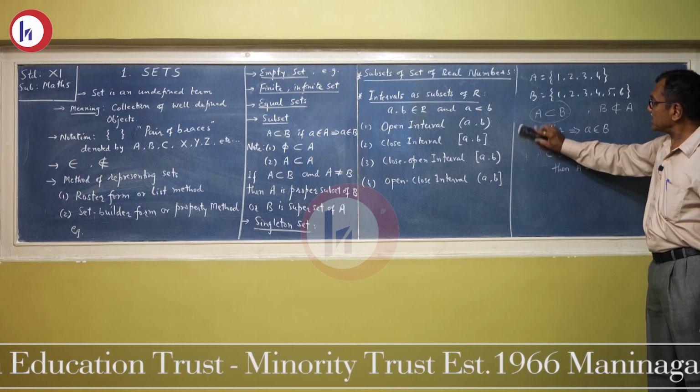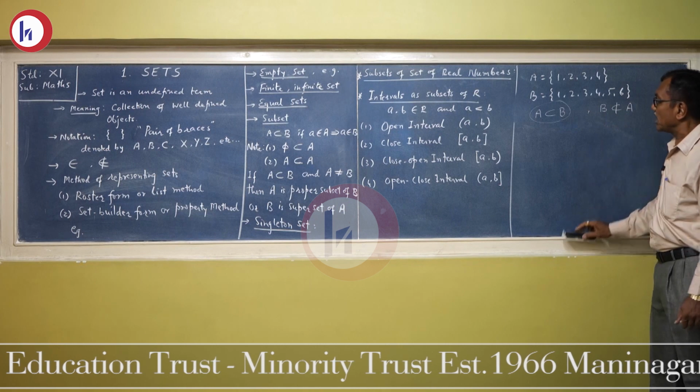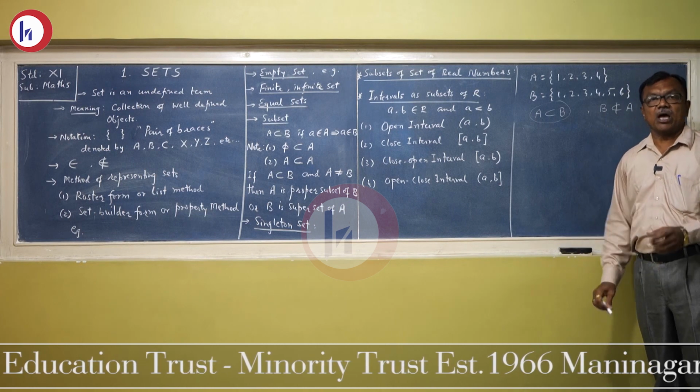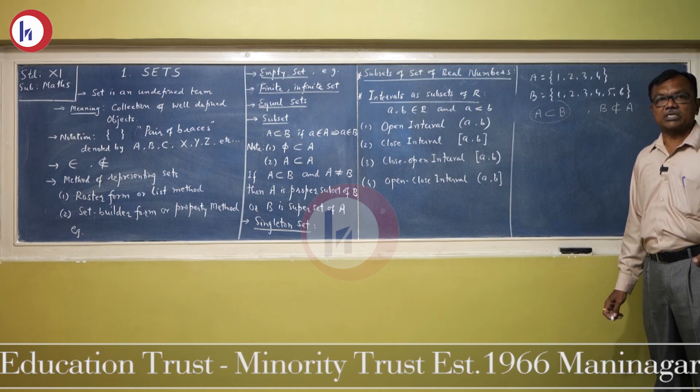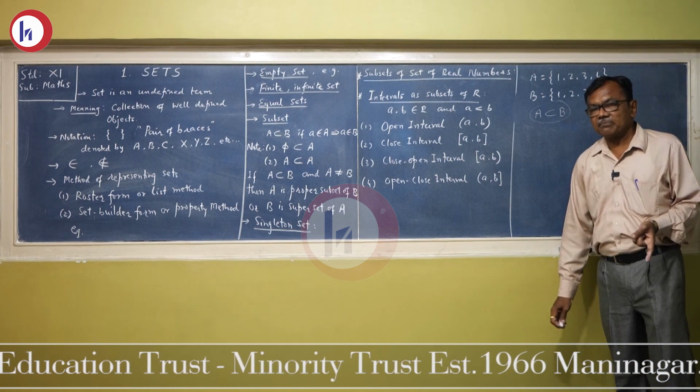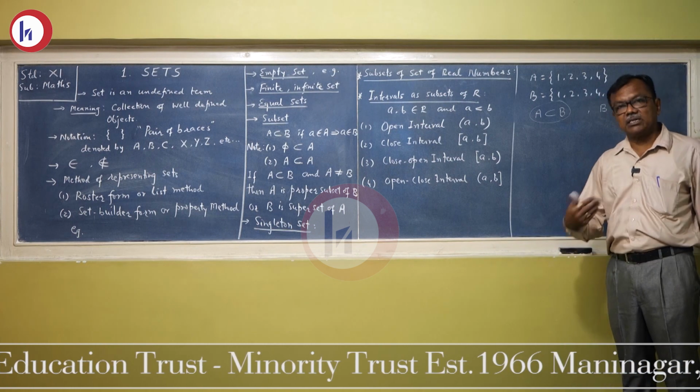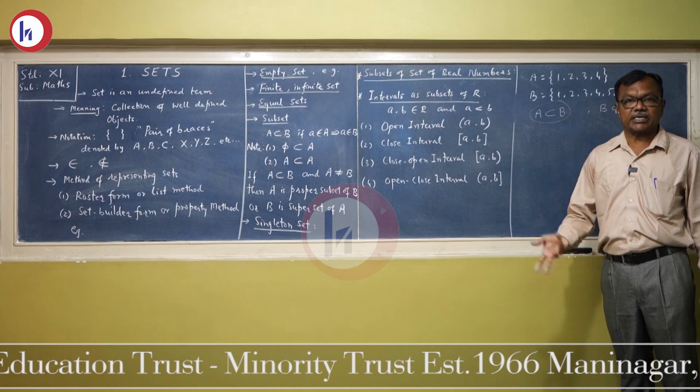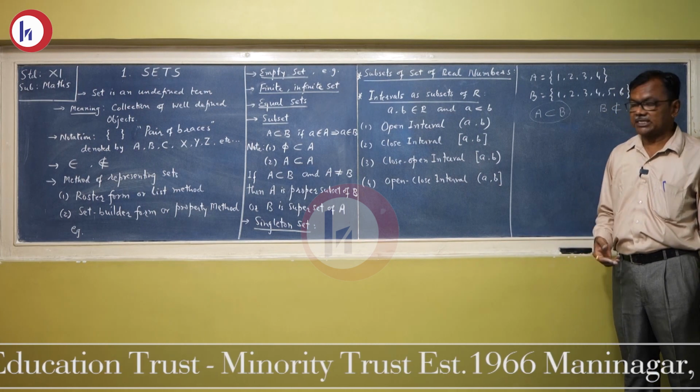Now let us see some results of this. When we talk about the subsets, the null set is a subset of all the sets. Null set means empty set. Empty set is also known as the null set, also known as the void set.